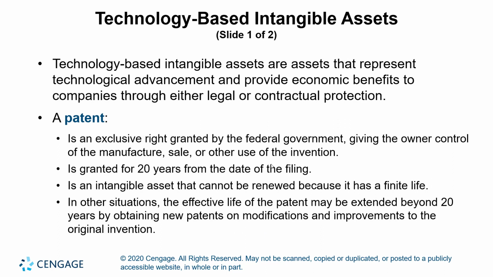A technology-based intangible asset represents technology advancement and provides economic benefit to companies either through legal or contractual obligation. A patent is a right granted by the federal government for the owner to control manufacture, sale, or use of an invention for 20 years from the filing date. If an intangible asset cannot be renewed, it has a finite life. In other situations, the effective life of the patent may be extended beyond 20 years by obtaining new patents or modifications or improvements on the original.